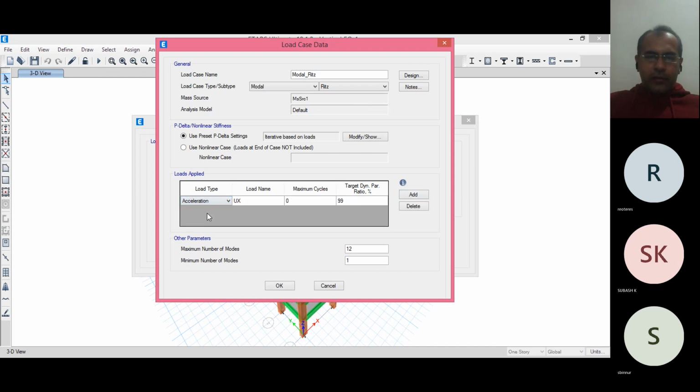So this will be an acceleration in vertical direction, right? And preset P-delta, that you don't have to consider. It will be considered here, and number of modes will depend upon your building. Okay.